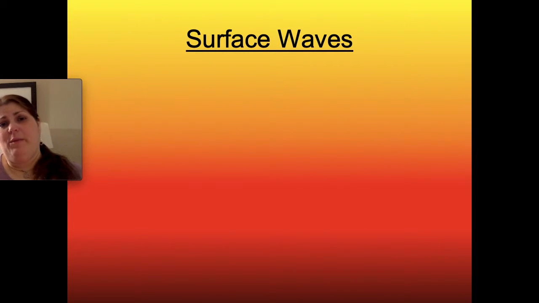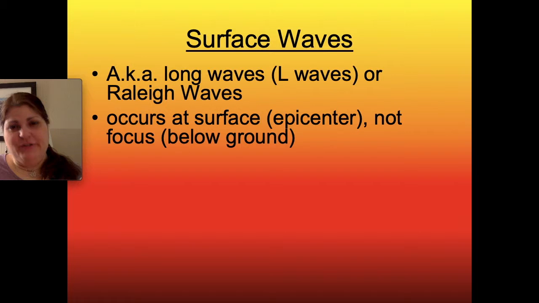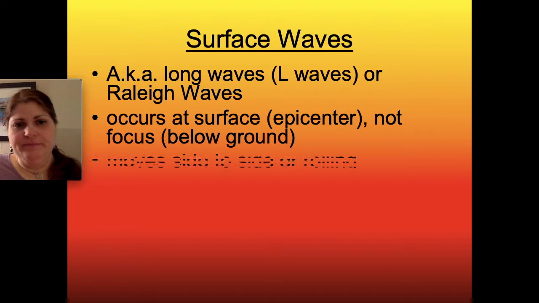The last type of wave we're going to discuss are surface waves. Surface waves, there's actually two different kinds. There's Love waves and Rayleigh waves. And the important thing to note about surface waves is that they originate at the epicenter, not on the focus, hence the surface. They travel along the surface of the Earth, not through the crust.